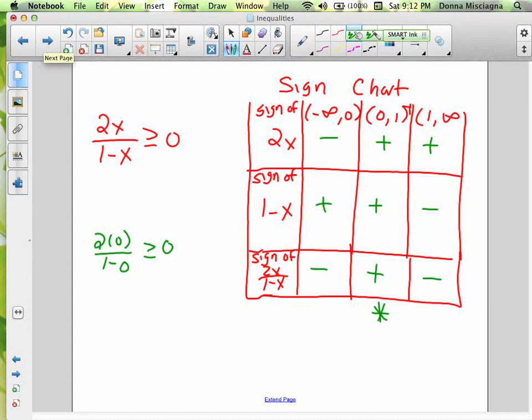Well, that would be 0 divided by 1. And that's 0. So 0 is indeed greater than or equal to 0, right? Because it's the equal part. All right, so we're cool with 0. So our solution will include 0.